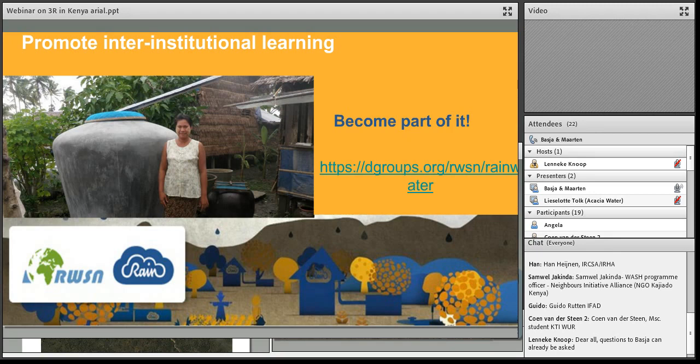For example, the picture that you can see here is from Myanmar, where an NGO shared their experiences with roof water harvesting tanks in the community of practice, which led to a very interesting technical discussion.